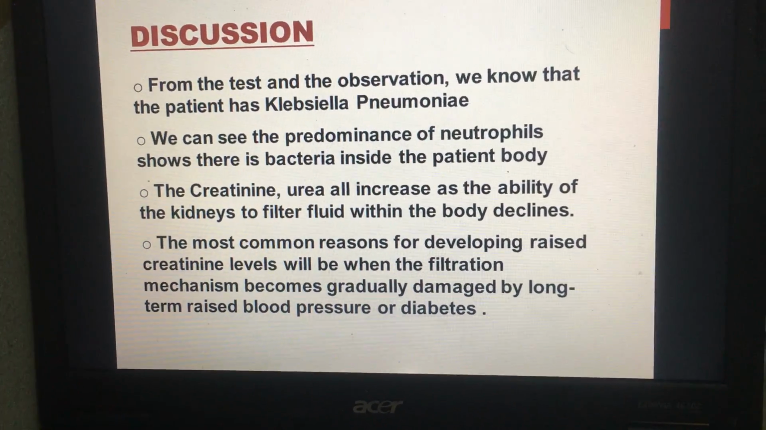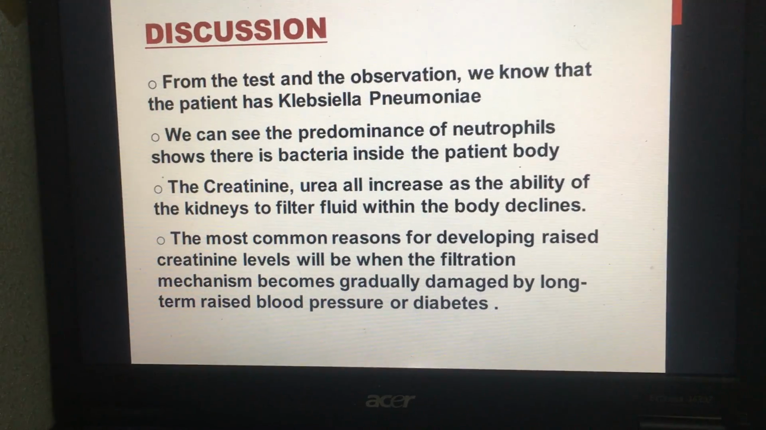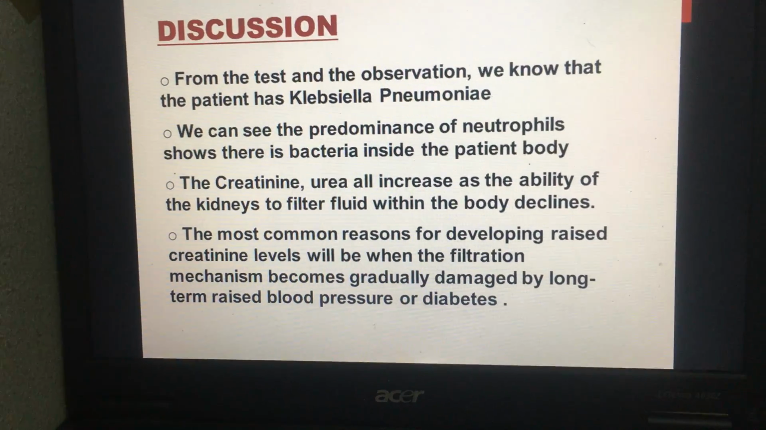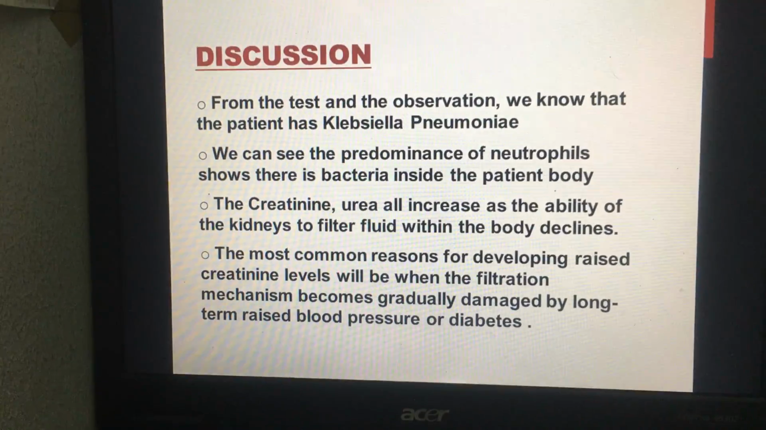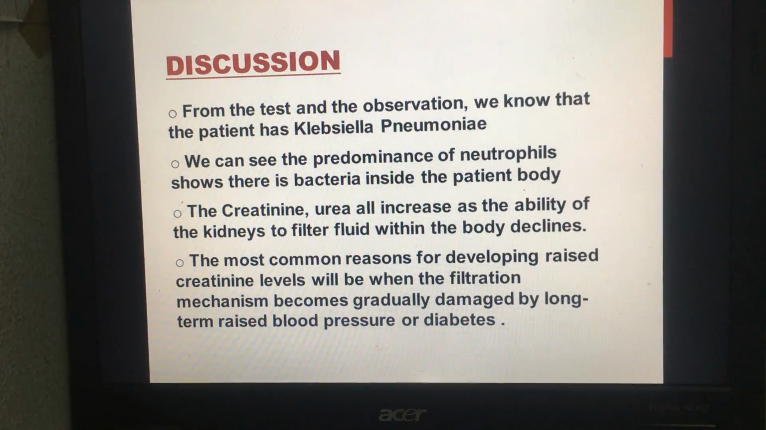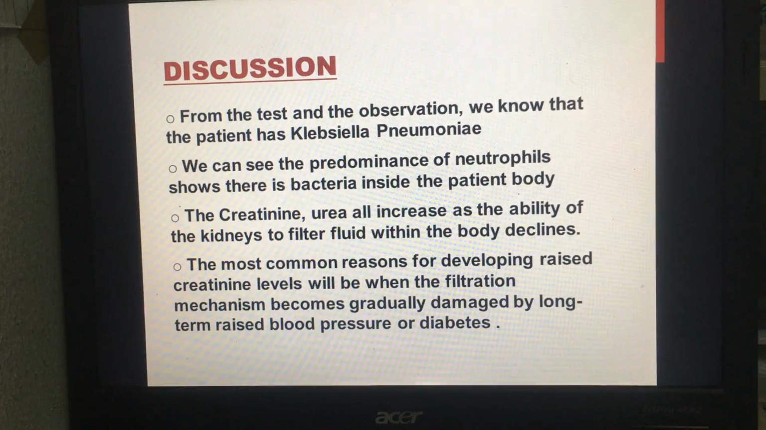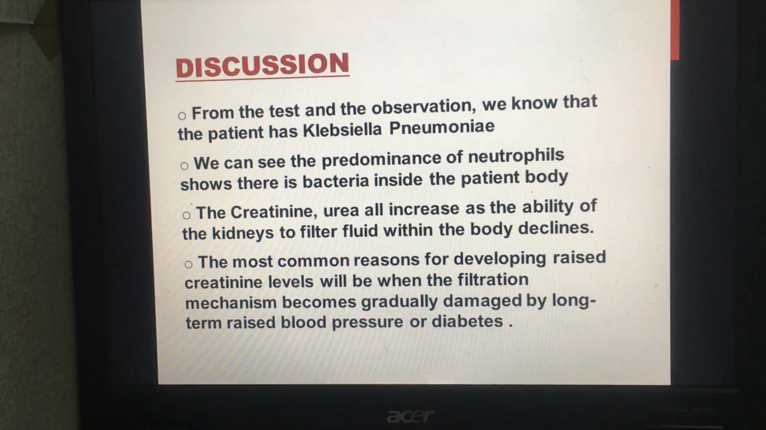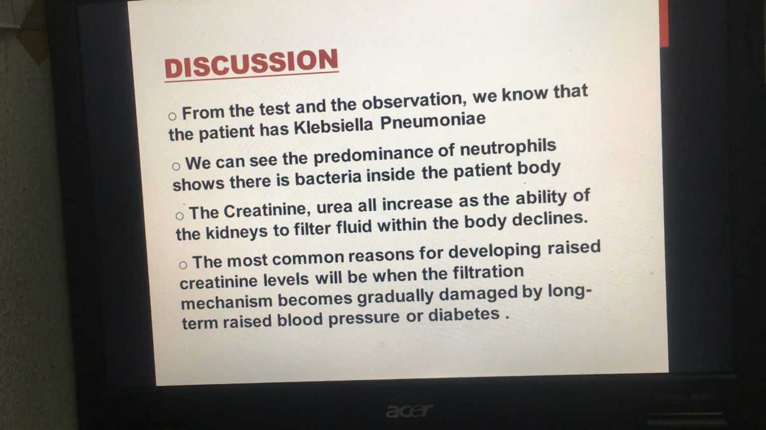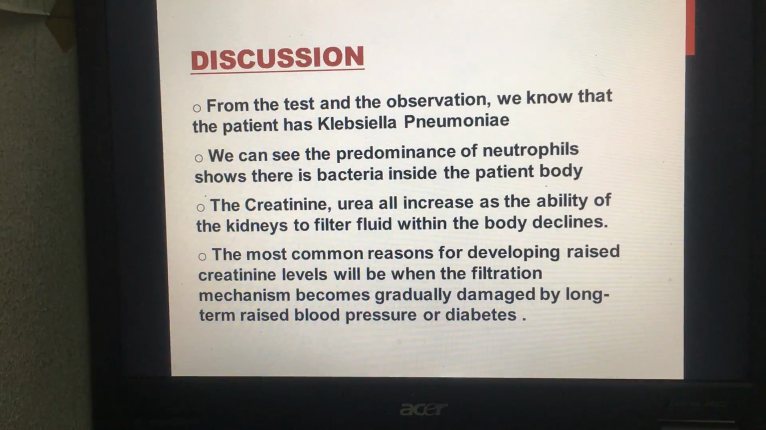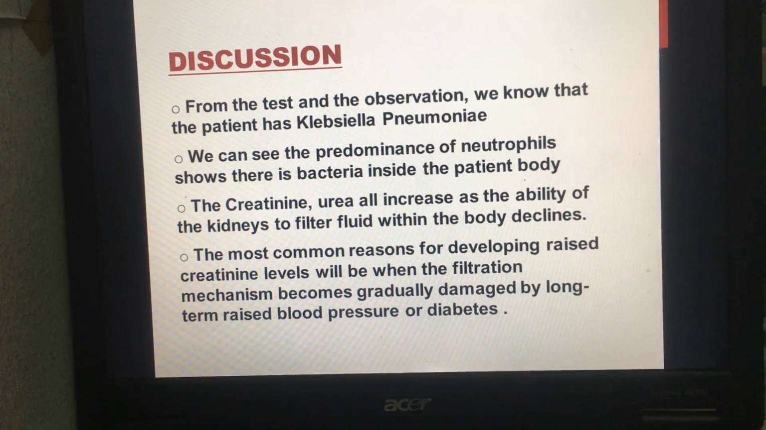Right, next. Discussion. Okay, from this test and the observation, we know that the patient has Klebsiella pneumoniae. Why? From that, we can see the predominance of neutrophils, which shows there is bacteria inside the patient's body. Okay, and then another one is the creatinine. Creatinine and urea both increase as the ability of the kidneys to filter fluid from the body declines.